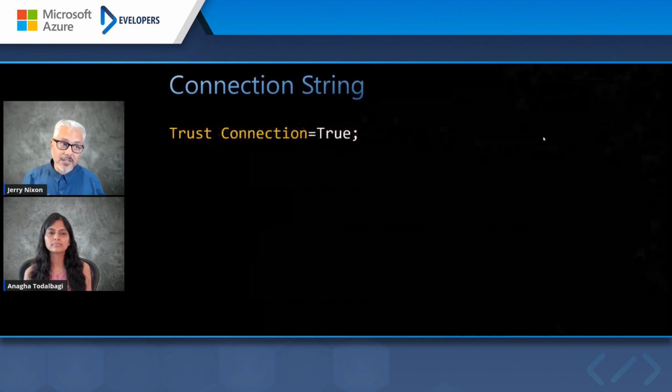Trusted connection means that the machine that I'm running, I'm logged in as a Windows user. That Windows user has access to SQL Server. Just use who I am. It's a trusted connection. So trusted connection true and you're good to go. All right, so that's pretty cool. And it's a great way of logging in really fast. This is, again, typically something you would do in a developer environment, certainly not in a production environment.